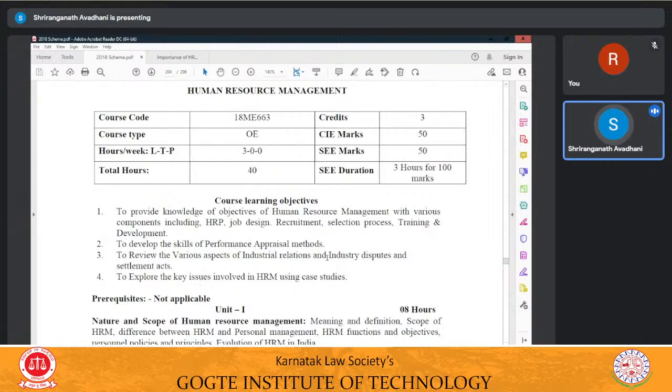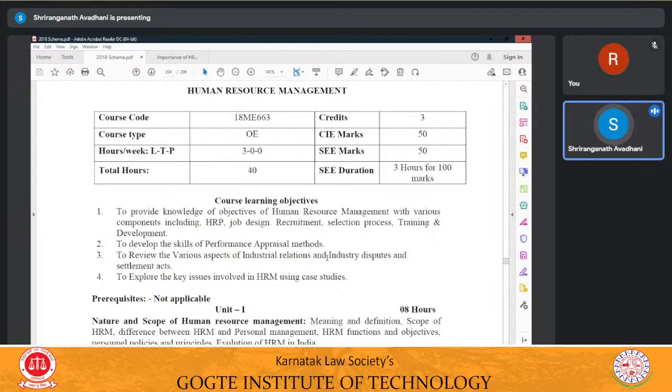Performance appraisal, you might have heard, nowadays every development of an individual is based on the performance of individuals. So you need to understand the performance appraisal method. What are the methods to be followed for improving your performance in the industry, or how to get more salary, or how to improve yourself, how to improve your knowledge, how to go to the higher levels. All those things you are going to learn once you learn this HRM.